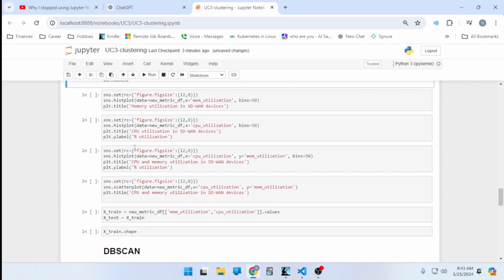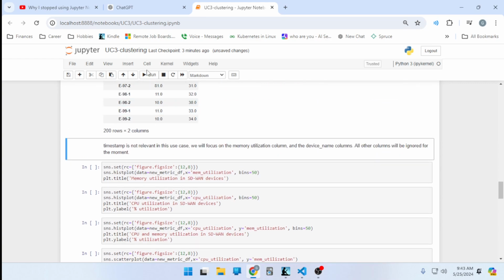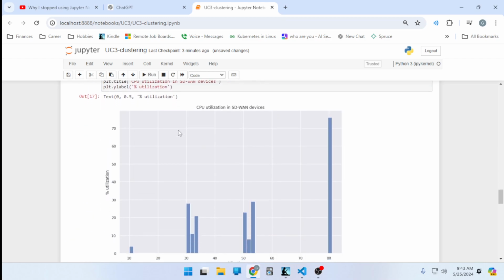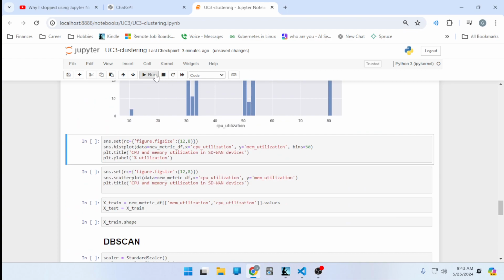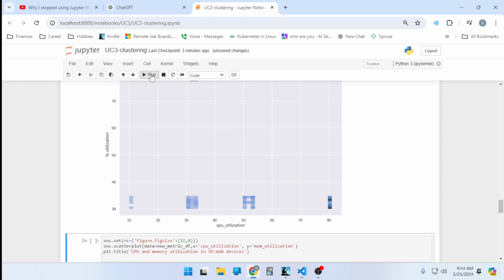So that's going to be one of these. I'm not sure which one, but I'll just print everything out down to there. So here's the memory, here's the CPU, and here's the CPU and memory. And then we've got a utilization there.